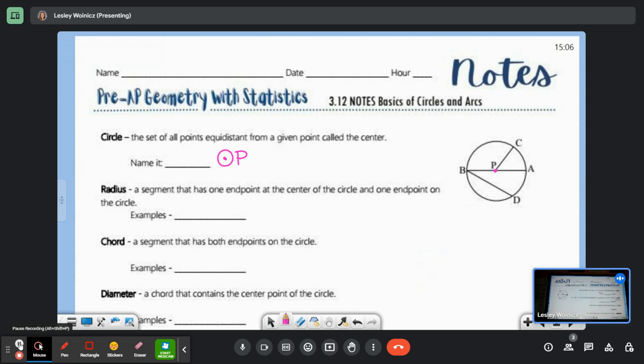Okay, you know this. A radius is a segment that has one endpoint at the center of our circle and the other endpoint on the circle itself, on the outside edge. So can you name a couple of radii? AP, BP, what's the last one? CP. Okay, those are all radii.